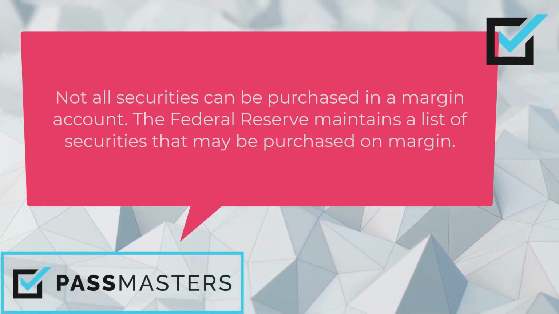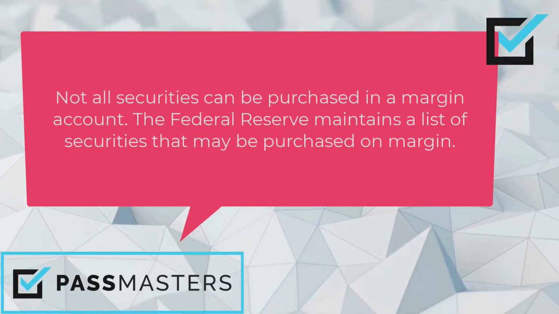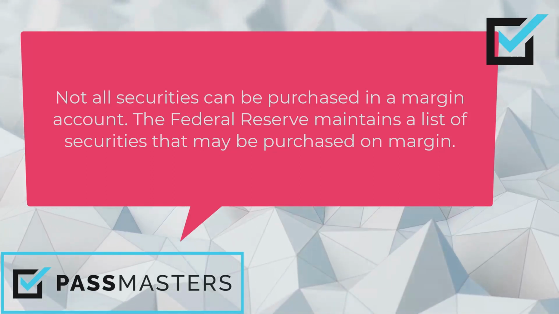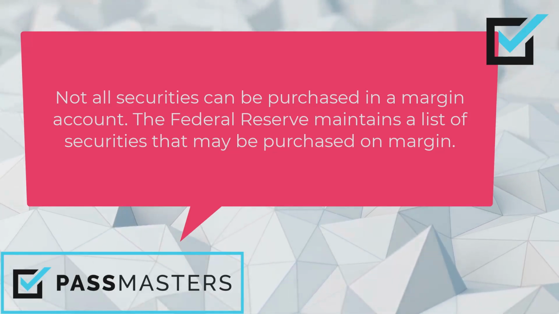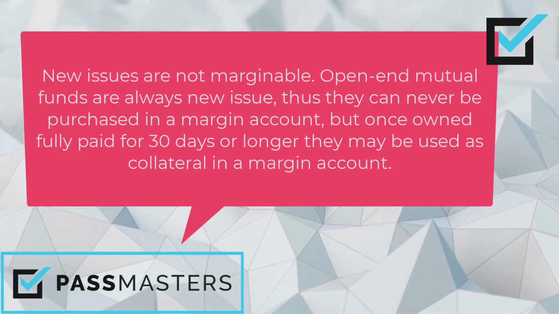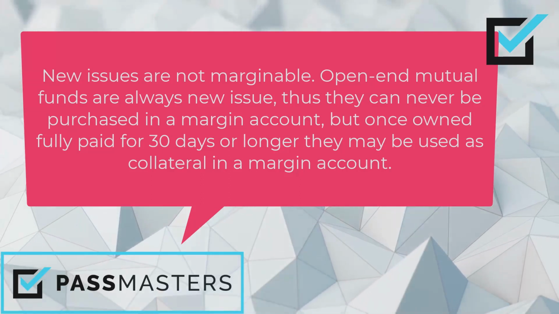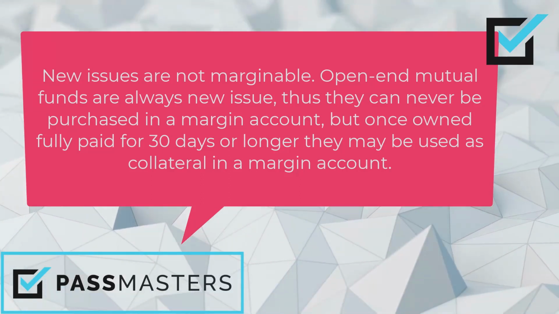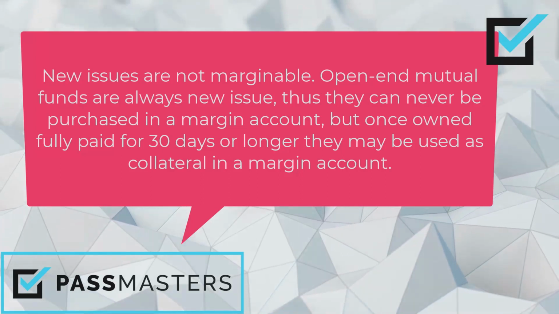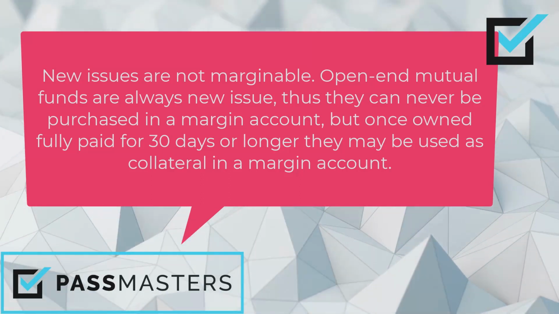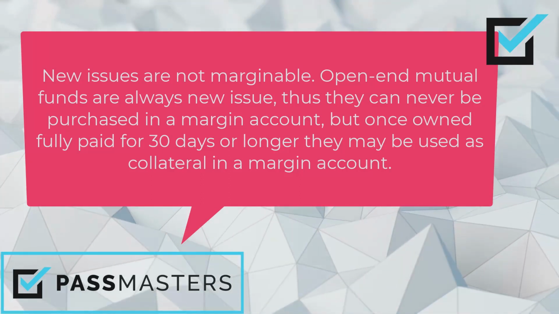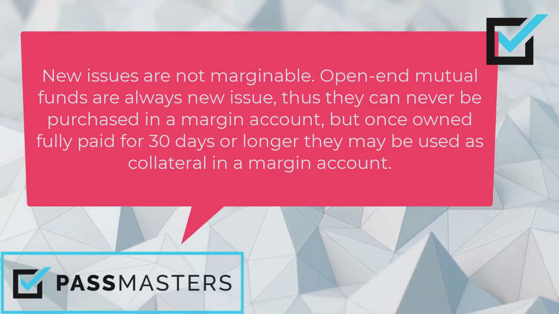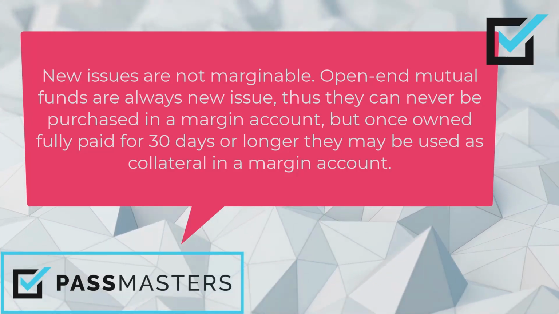Not all securities can be purchased in a margin account. The Federal Reserve maintains a list of securities that may be purchased on margin. These are called marginable securities. New issues are not marginable. Open-end mutual fund shares are always new issues, so you cannot purchase new issues in a margin account. Once open-end mutual fund shares are owned, fully paid for 30 days or longer, they may be used as collateral in a margin account. So that's a little bit about margin.